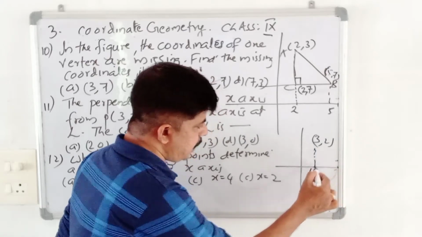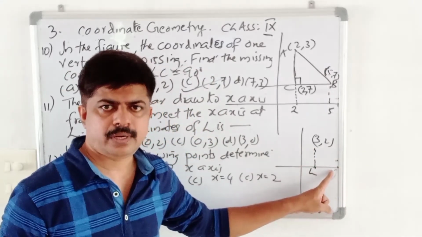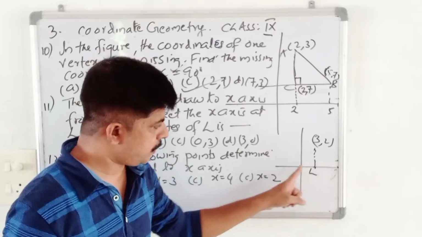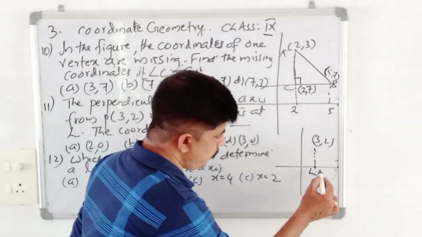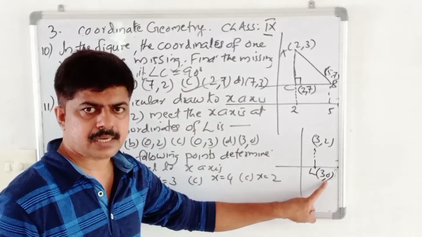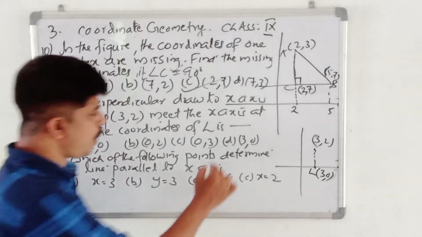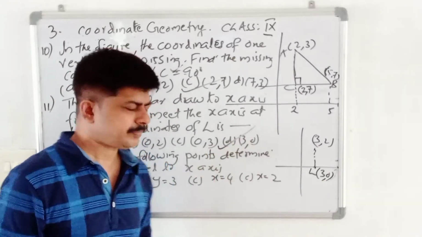Now we know that every point on the x-axis has y coordinate 0. Therefore, (3, 0) is the right answer. On the x-axis the y coordinate will be 0. Therefore, here our answer is option D.